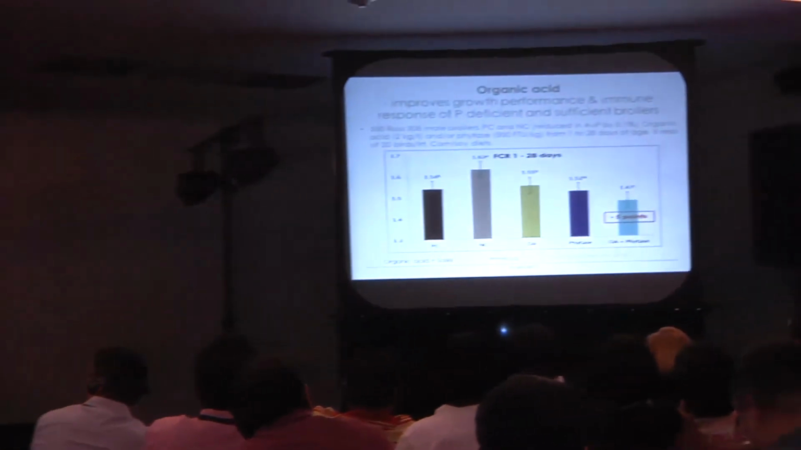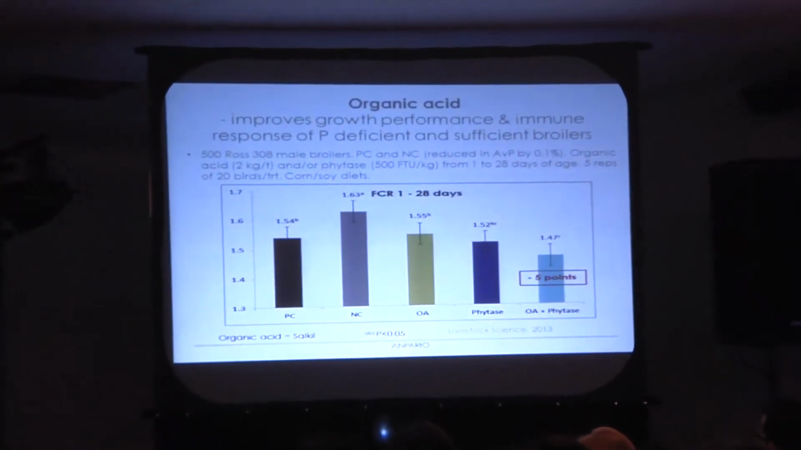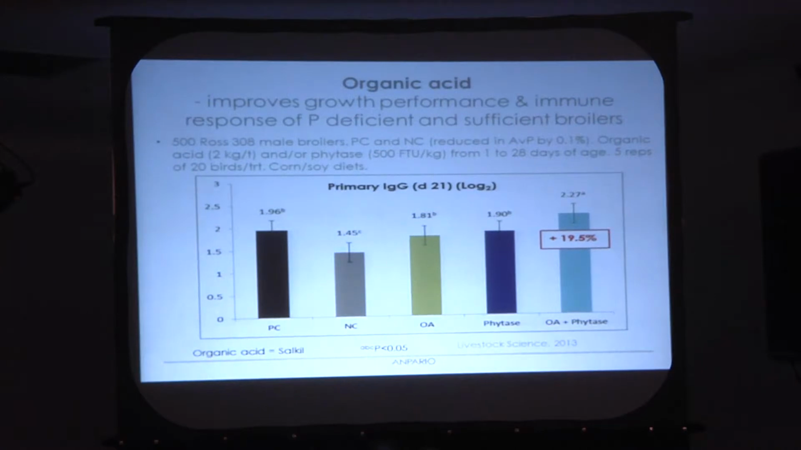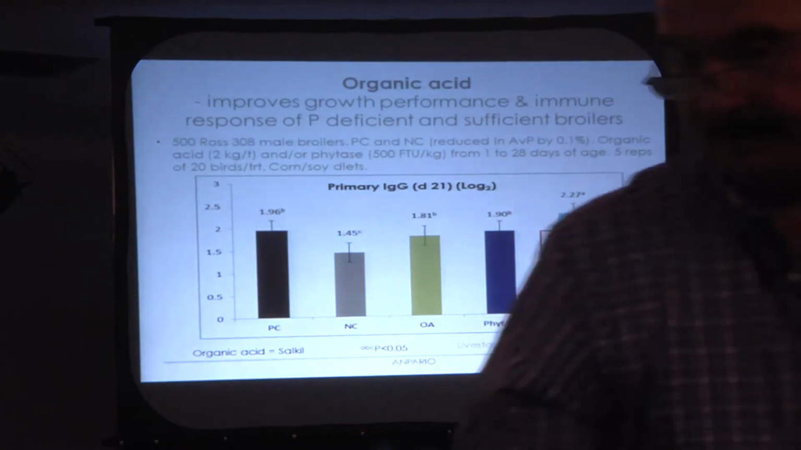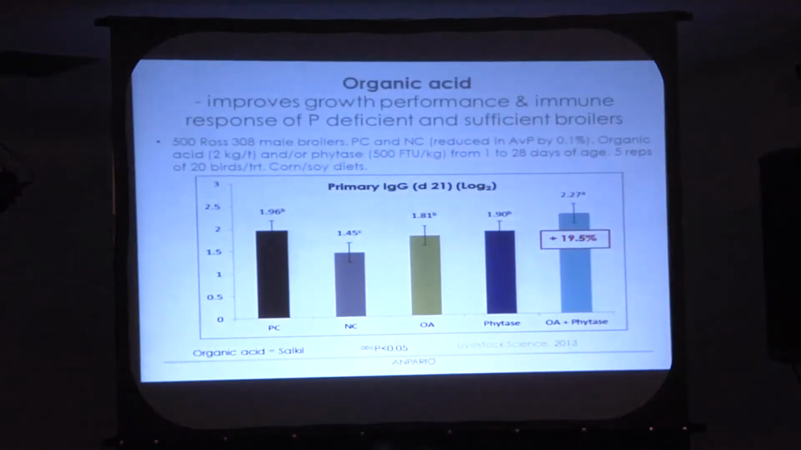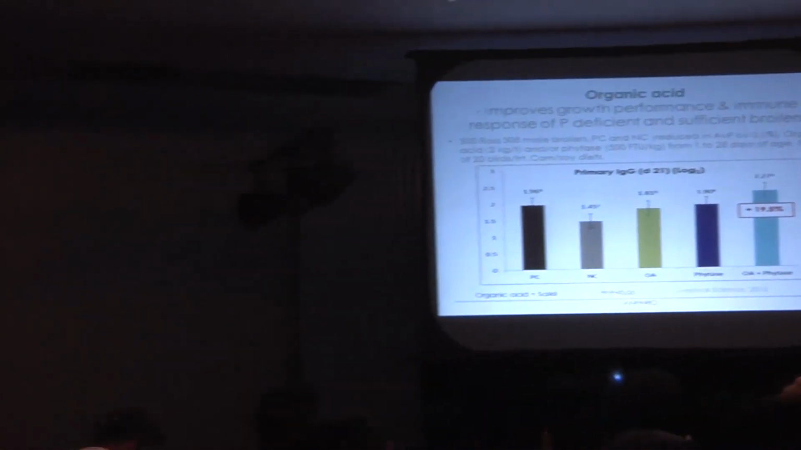We also see a similar effect in terms of average daily gain. The other interesting thing, and what we're seeing a lot more of, is improvements in the immune response. And you can see again that the graphs effectively follow a similar pattern here. When you reduce or downspec the diet by 0.1% of available phosphorus, you can see that, as in all studies, you see a reduction in terms of primary IgG.